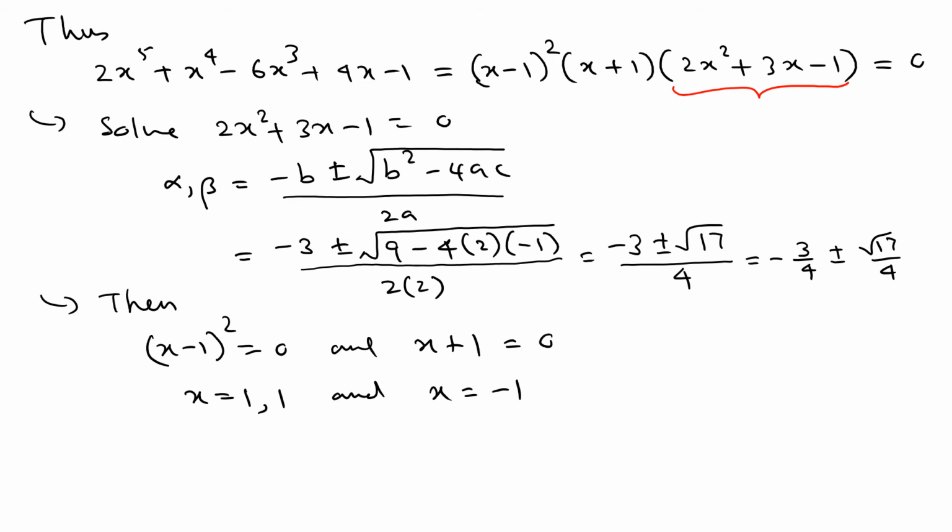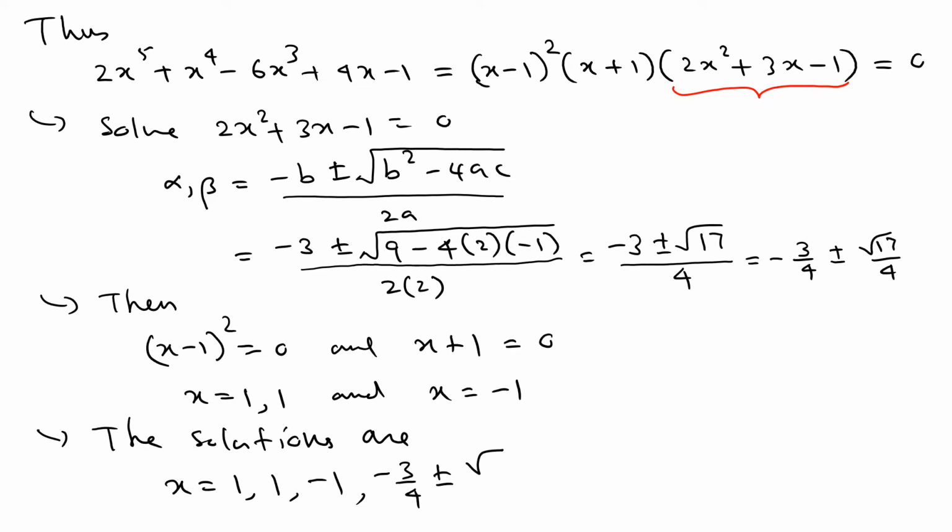So that means the solutions are x equals 1, 1, there are 2, and then negative 1, and then we have negative 3/4 plus or minus square root 17/4. So this is how you use the rational roots theorem to solve a quintic, that means an order 5 polynomial, completely. We first find the rational roots, then we get the quadratic, and then we solve the quadratic equation. Now the question is how to write the factored form. So let's work on that.